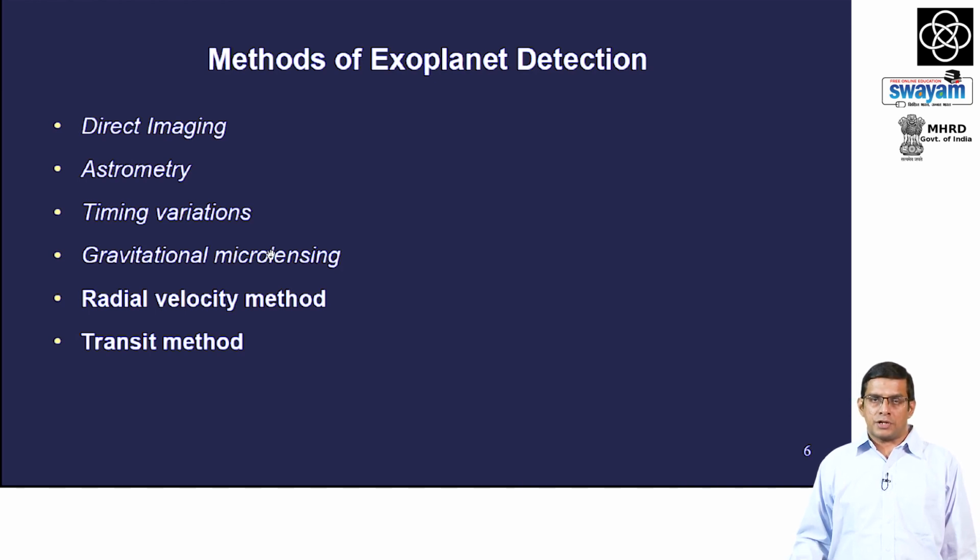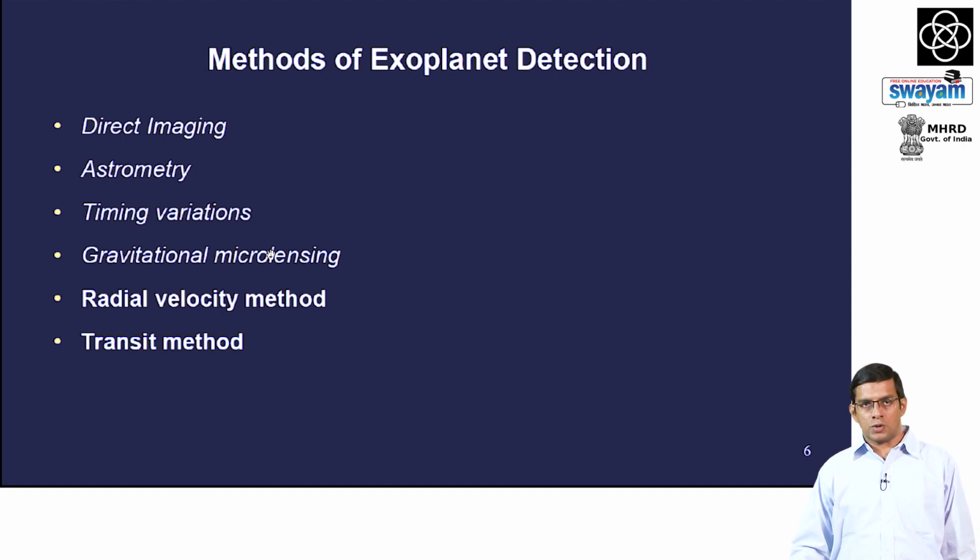Fourth, gravitational microlensing. If a planet goes around a star and the star is already causing a microlensing event, then the presence of the planet changes the light profile of that microlensing event, and this can indicate or prove the presence of a planet. Now, these four are relatively minor methods. Very few planets have been detected by the first four methods.